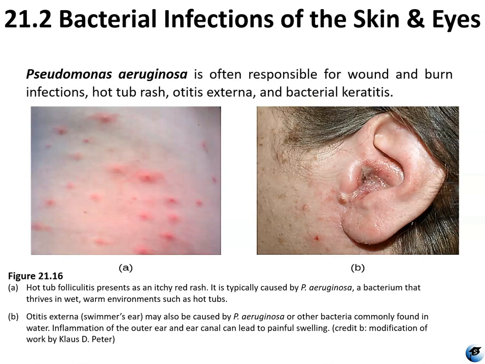Pseudomonas aeruginosa causes wound and burn infections. It's also common in hot tub rash and ear infections. So this figure here is showing hot tub rash caused by Pseudomonas aeruginosa. Here on the left, it's a red, itchy, raised rash. And then here on the right, it's showing swimmer's ear infections caused by Pseudomonas aeruginosa.